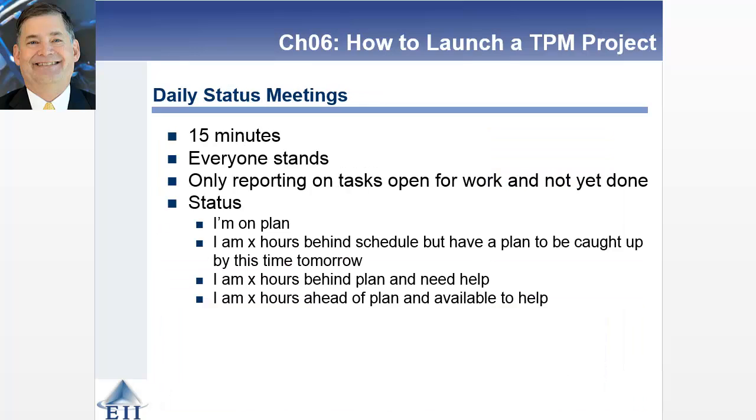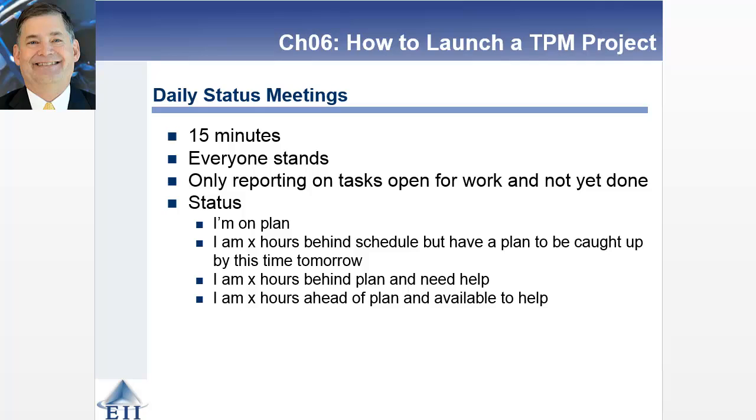Let's look at that daily status meeting first. This is the format that I'm fond of. 15-minute meeting, everyone stands. You're reporting on tasks that are open and not done yet, only those, not talking about things that have previously been done. And you really only have 4 possible responses. The first one is, I'm on plan, everything's going fine. Second one is, I'm X hours behind, but I have a plan to be caught up by tomorrow.